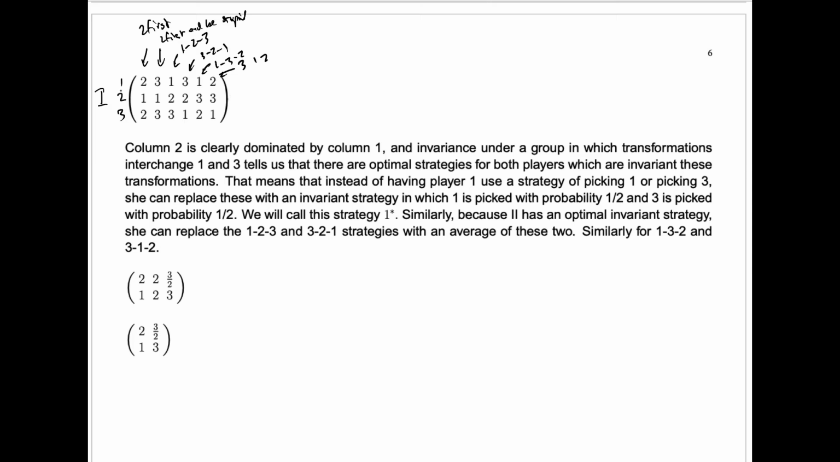Column 2 is clearly dominated by column 1. You could guess that from the name. Column 2 is the pick 2 first and be stupid. That's not as good as picking 2 first, paying attention to what player 1 says and picking the correct number. So it's dominated. You can see that from our normal definition of dominated. The 2 is less than the 3 here. So we can just eliminate that column entirely.